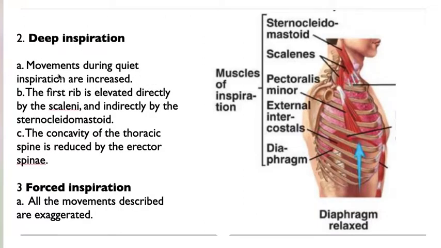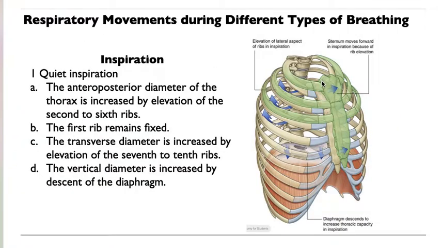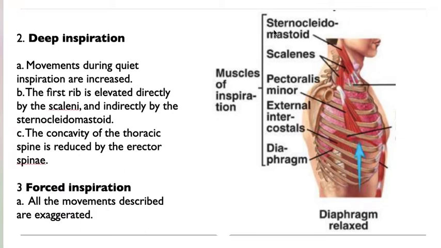In deep inspiration, where the movements during quiet inspiration are increased, here now the first rib is elevated. This is the deep inspiration where the first rib is elevated directly here. The first rib over here is elevated directly by the scaleni muscles and indirectly by the sternocleidomastoid. The concavity of the thoracic spine is reduced by the erector spinae muscles in deep inspiration. In forced inspiration, all the movements described are exaggerated.